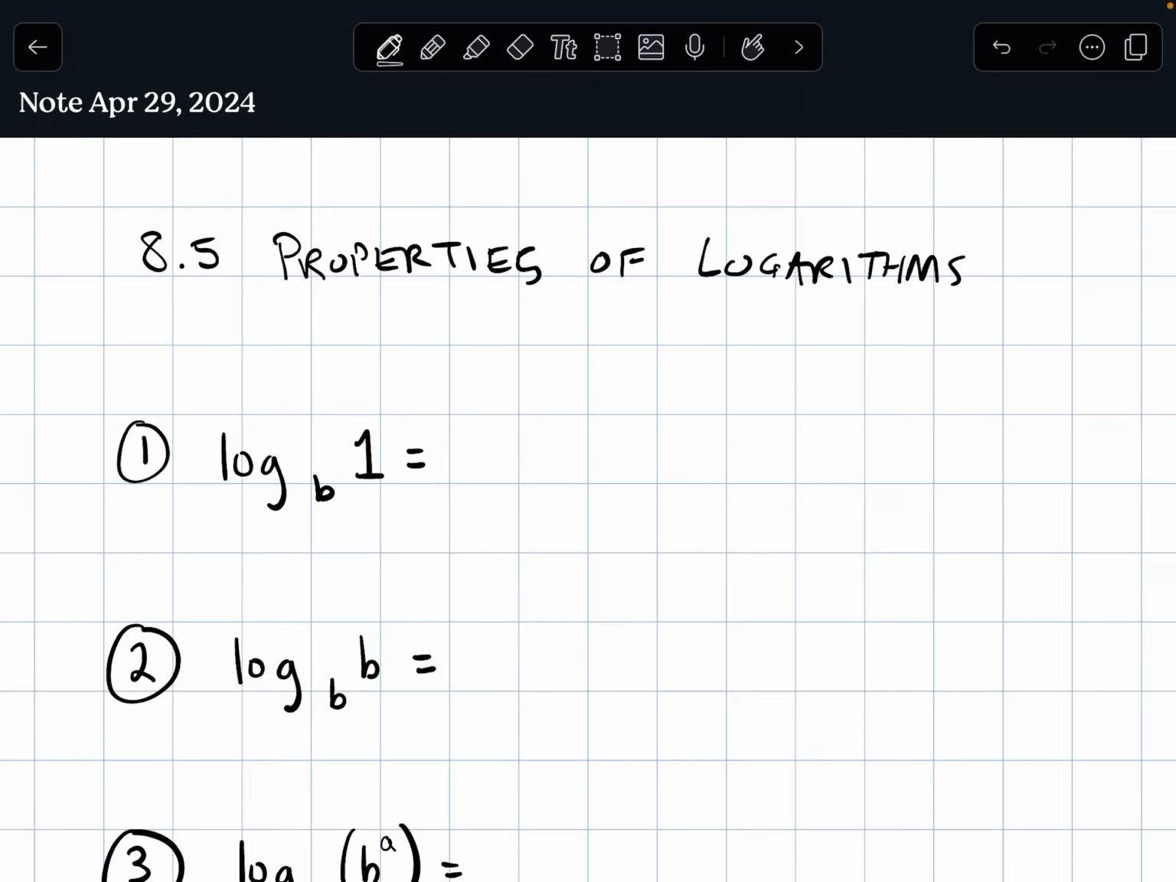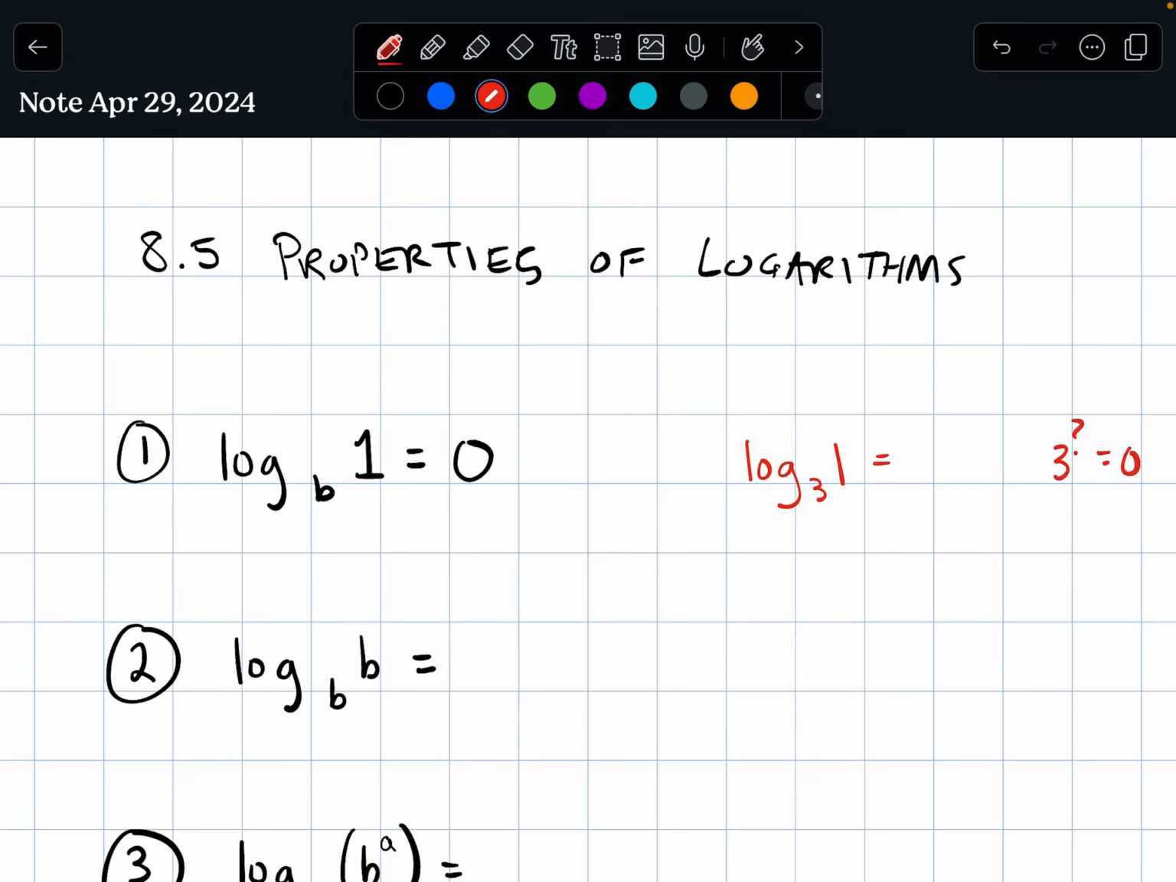We know that for problem number 1, I could rewrite this in exponential form, right? I could say that b to some power equals 1. And we know that this answer is going to be 0, right? Any number to the 0 power would equal 1. So we know the answer to the first one is 0, right? We can think of another example to go along with it. Let's try log base 3 of 1. And again, 3 to what power is 1? Well, 3 to the 0 power is 1, right? So this is going to have to be an answer of 0.